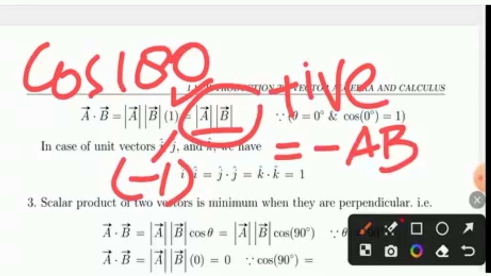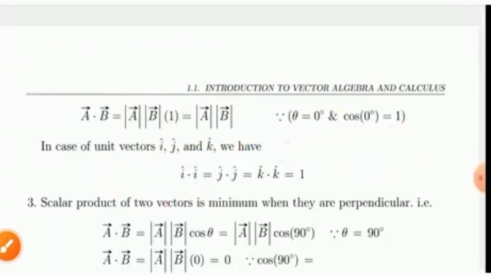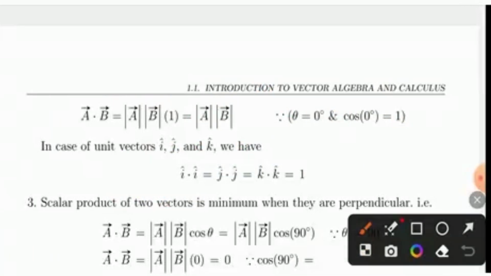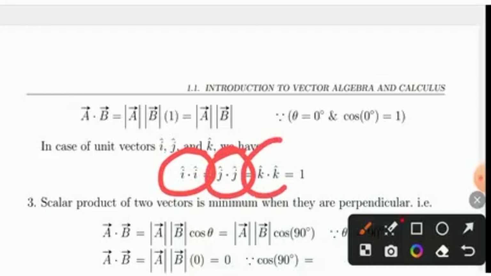In terms of unit vectors, we can write i dot i, j dot j, and k dot k, and that becomes equal to 1. Because a unit vector has a magnitude equal to 1, we place the magnitude of the first vector, which is equal to 1, then the magnitude of the second vector, which is equal to 1, and cos 0 is also equal to 1. So the final product becomes equal to 1.